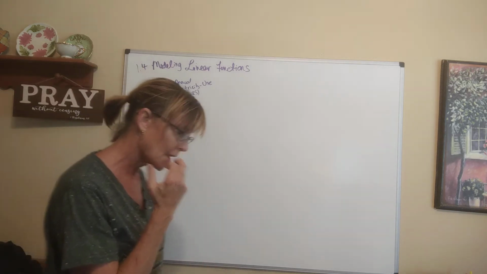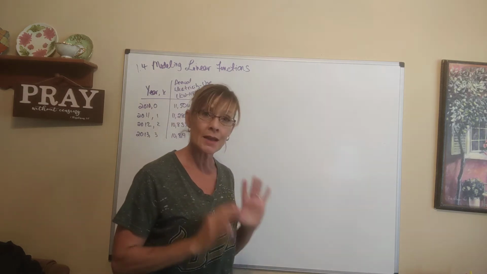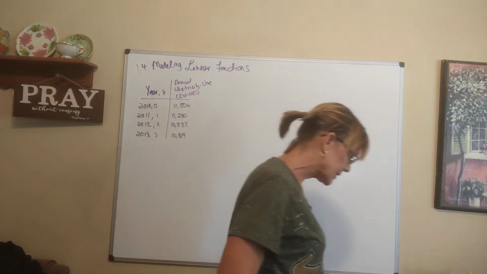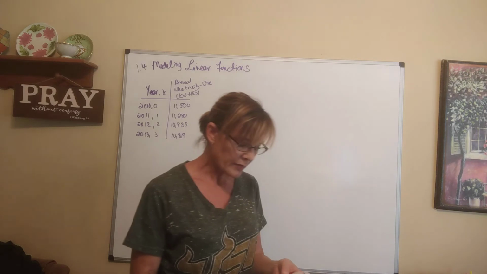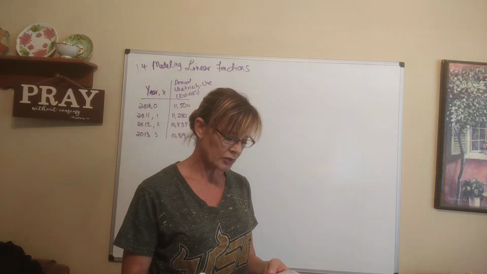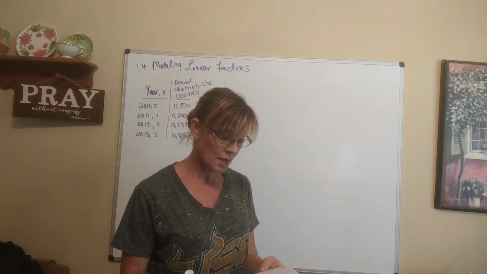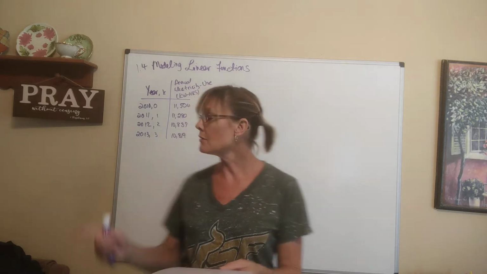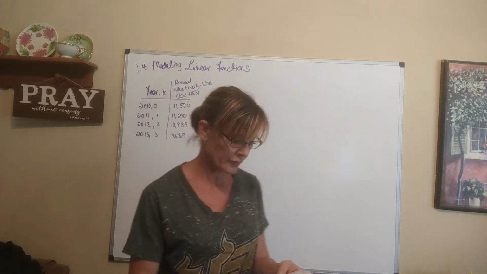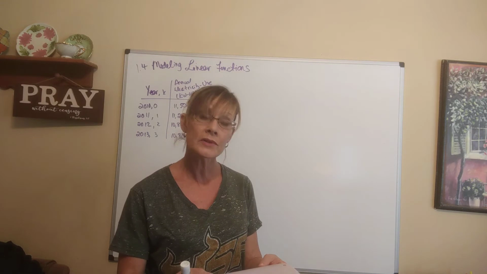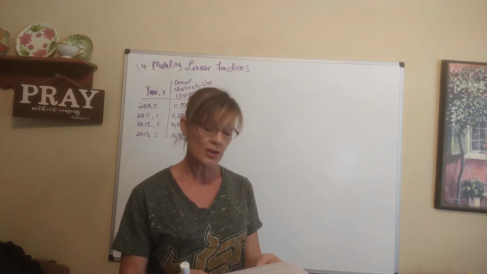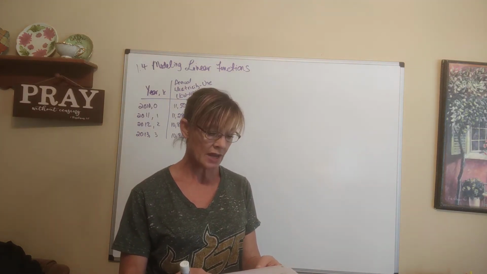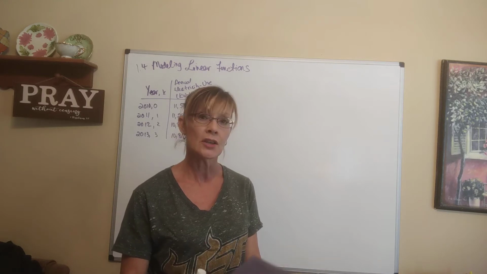So here is the first example. It's about electricity use, and it reads like this. It says data on the average annual household use of electricity in kilowatt hours are listed in the following table. I've copied that down right here for us to use. It says model the data with a linear function and predict the average annual household electricity use in 2019.